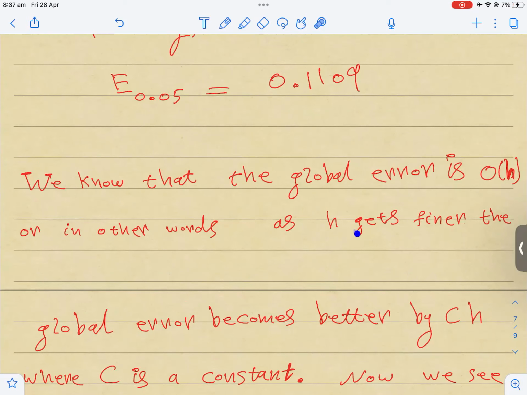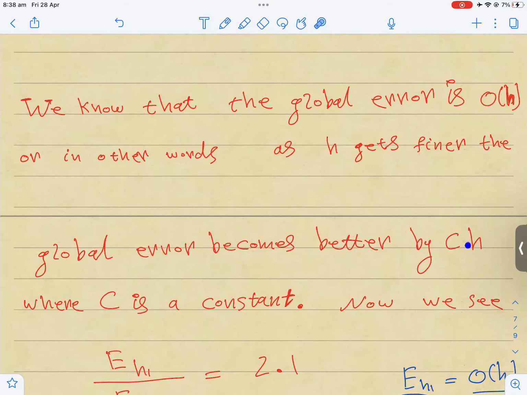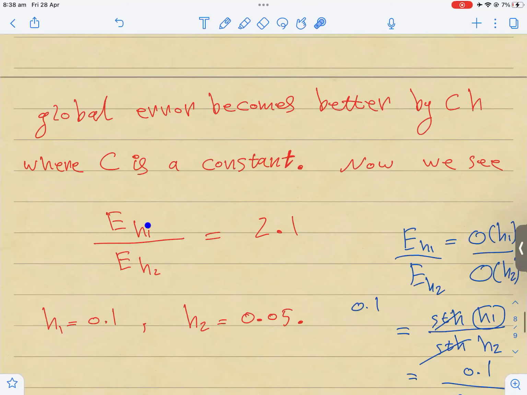If H gets finer twice, the global error will be twice smaller. Because it's a linear relation, C times H, or big O notation of H, the global error gets twice smaller when H is twice finer.